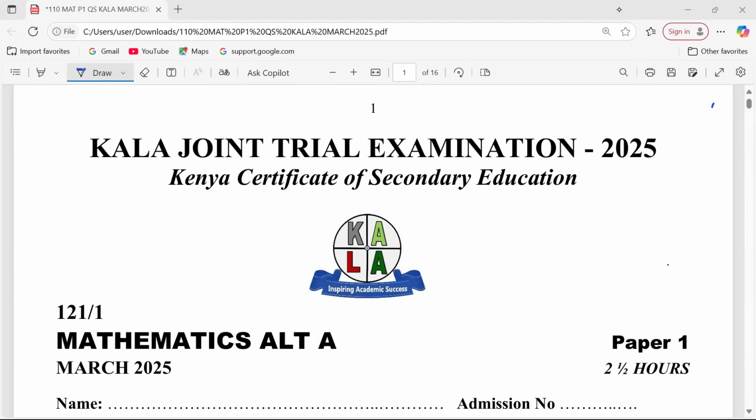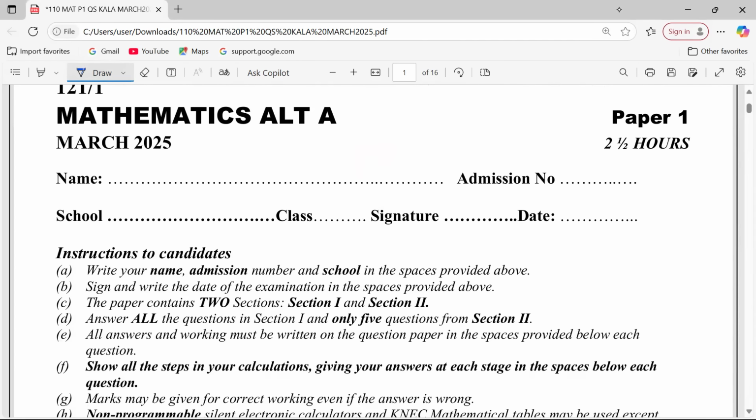I invite you to today's lesson, which is the Kenya Joint Trial Examination 2025. For those who don't know about it, this is a joint examination which has been done by four schools: Kenya High, Alliance High, Lenana School, and Alliance Girls. So we're going to revise the paper, and it's my hope that people are going to benefit from the platform.